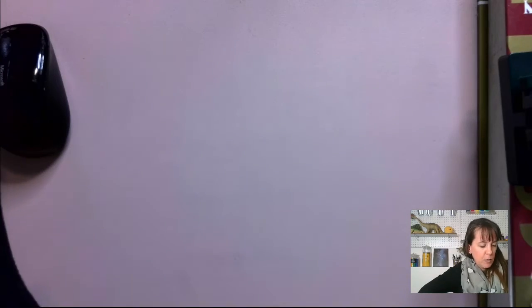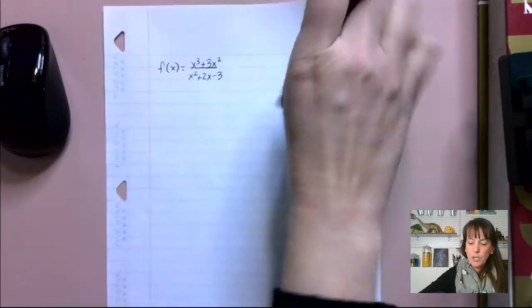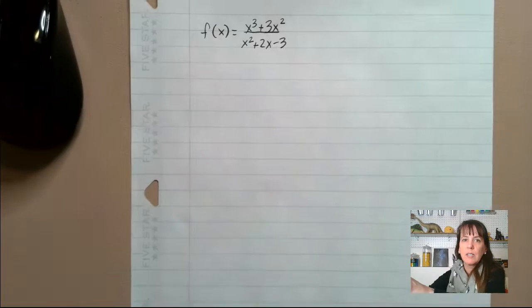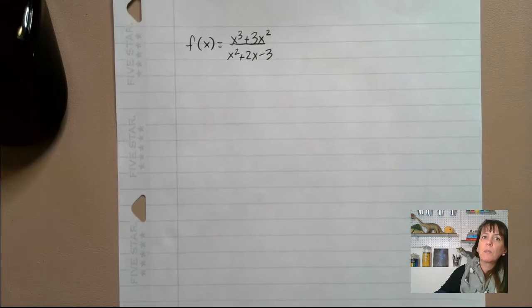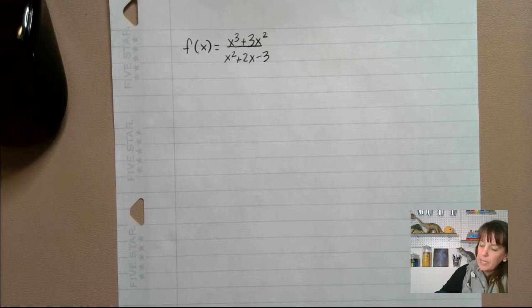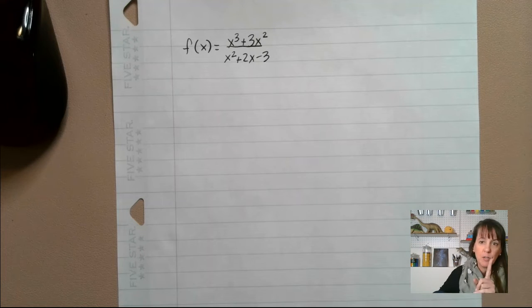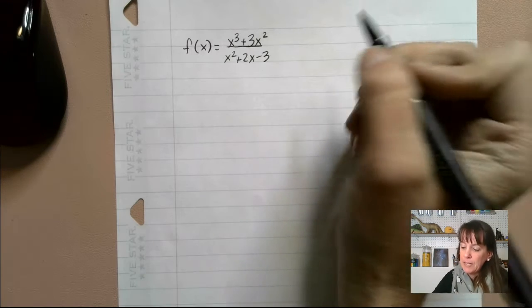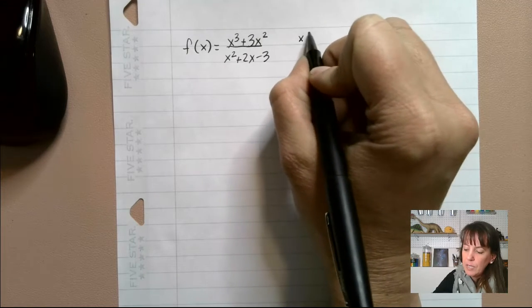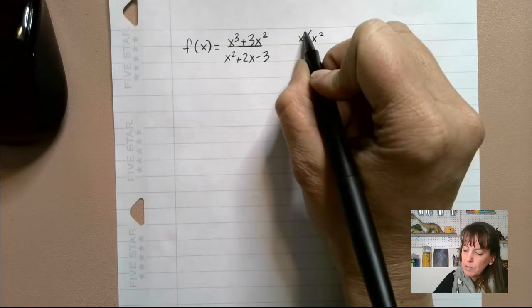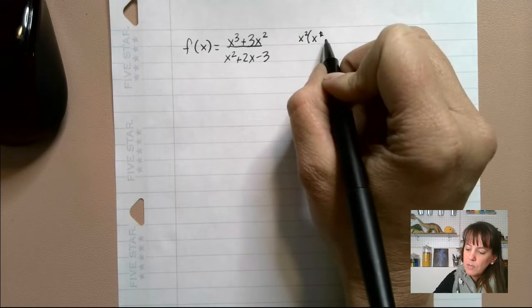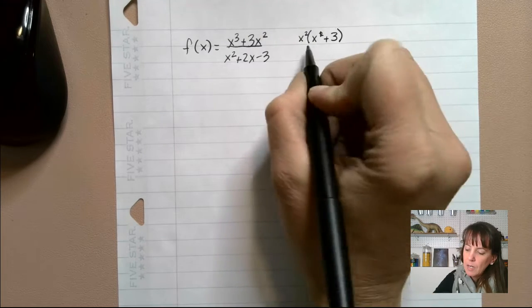So first things first, we've got this function right here, f of x equals x to the third plus 3x squared over x squared plus 2x minus 3. First thing on our rules is to factor. So we're going to factor this guy on the top. We can get rid of an x. That leaves us with x squared. Oh, actually, we can get rid of 2 x's. My bad. So that leaves us with x plus 3.